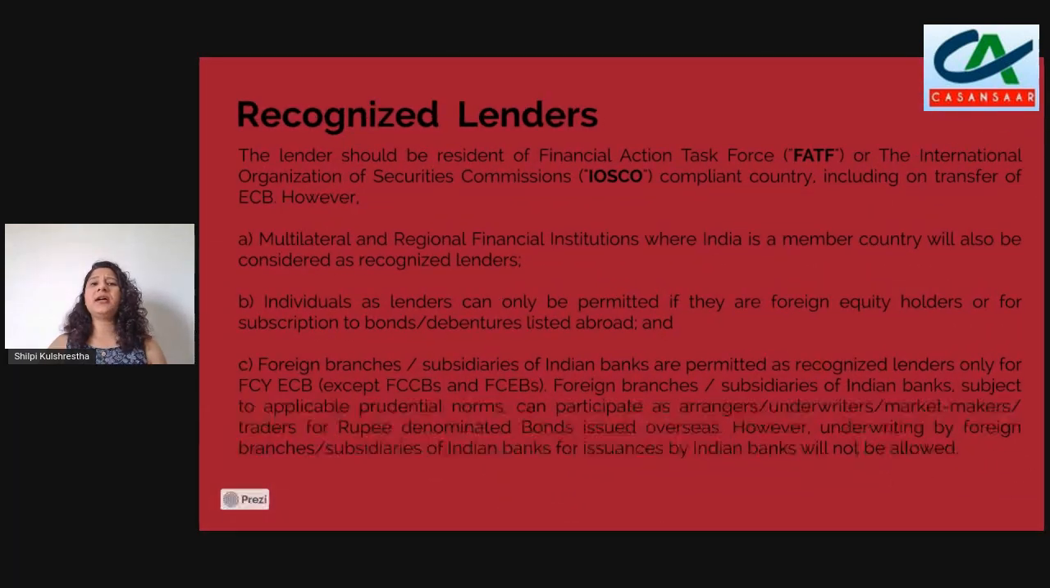Next important term is recognized lender. The first important condition to being a recognized lender is that the country should be a member of either the Financial Action Task Force or the International Organization of Securities Commissions. So these two are, I would say, the institutions, not exactly the institution.